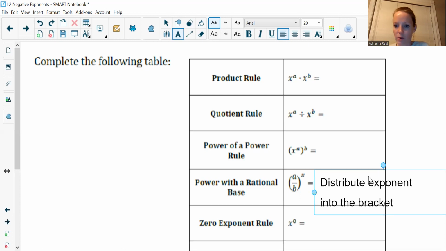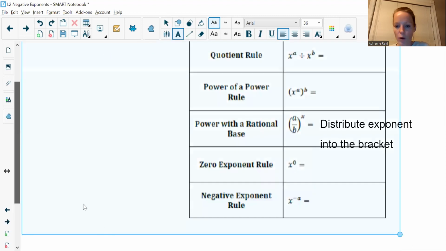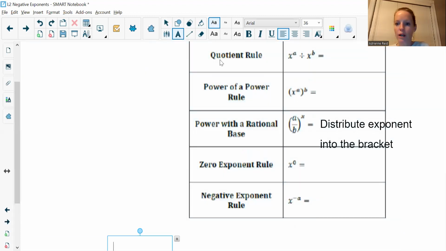You know, it's running off the page there, but hopefully you guys can see it. And then the other thing we need to add into here is your negative exponent rule, which is turn the base into the reciprocal fraction and make the exponent positive.